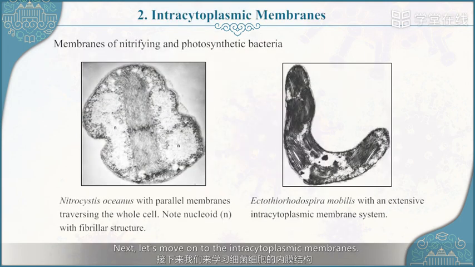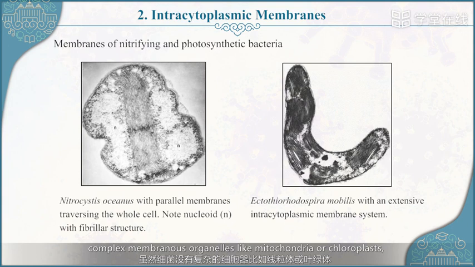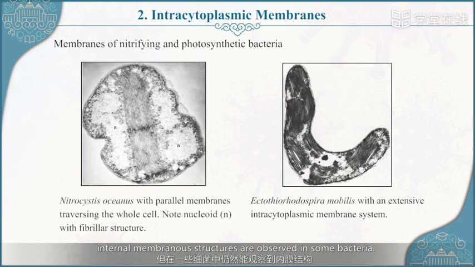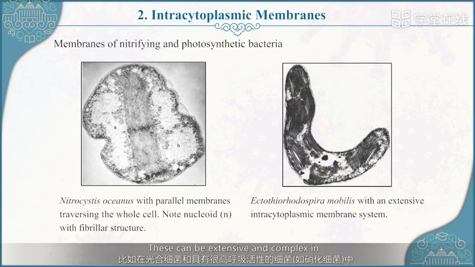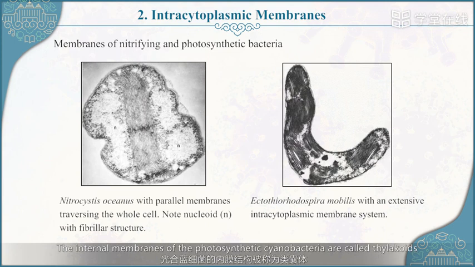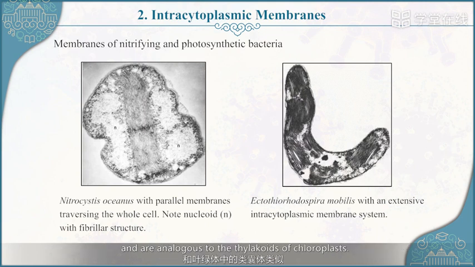Next, let's move on to the intracytoplasmic membranes. Although bacteria do not contain complex membranous organelles like mitochondria or chloroplasts, internal membranous structures are observed in some bacteria. This can be extensive and complex in photosynthetic bacteria and in bacteria with very high respiratory activity, such as the nitrifying bacteria. The internal membranes of the photosynthetic cyanobacteria are called thylakoids and are analogous to the thylakoids of chloroplasts.